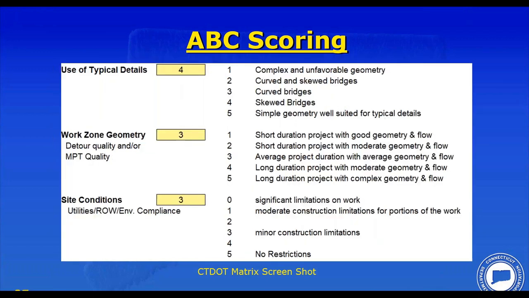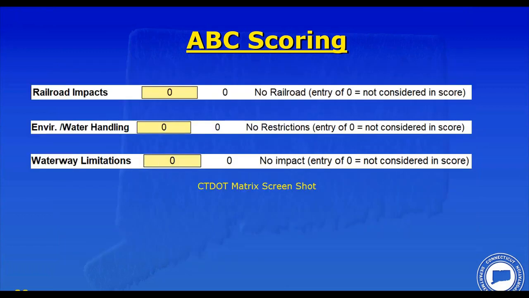Use of typical details. It's a skewed bridge similar to our previous example bridge. It's skewed at 45 degrees, so it's not totally simple, but the geometry is pretty straightforward. So we'll give it a 4. Work zone geometry, like the previous example, was an average project duration with average geometry and flow, so we gave that a 3. Site conditions, we gave it a 3. Minor limitations, but nothing major downstairs. We have some utilities to deal with downstairs, but nothing over the top complicated. And no utilities on the bridge. And as before, we don't have railroads, we don't have water, and we don't have waterways. So we get 0s for those.